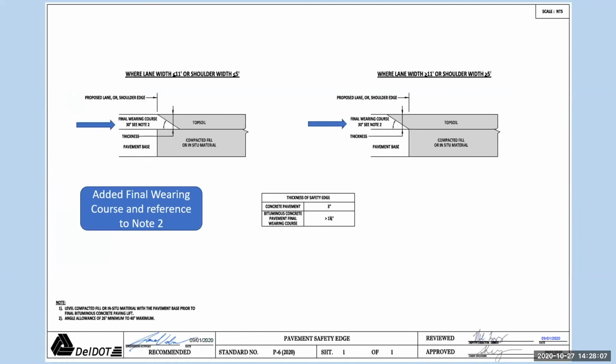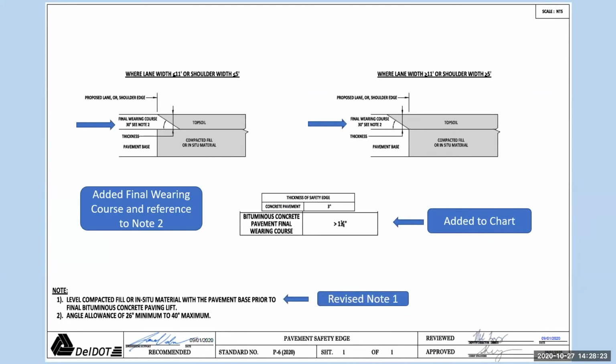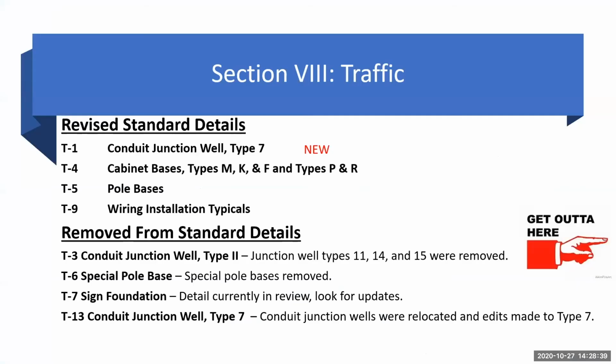Pavement safety edge. So the final wearing surface, you see note 2, we added the reference. We also added to the chart the bituminous concrete pavement final wearing course greater than 1 1/4 inches. Revised note 1. And then added note 2, which you see we referenced above. It gives them a little bit of play from 26 degrees to 40 degrees for the angle for the safety edge.